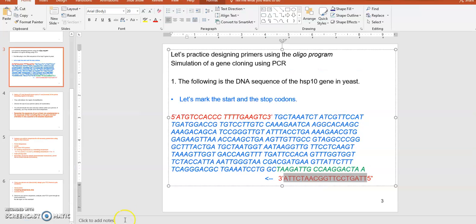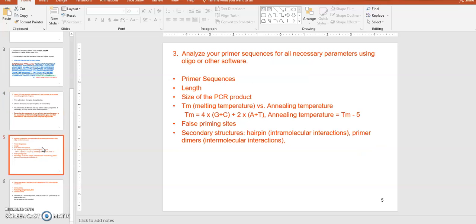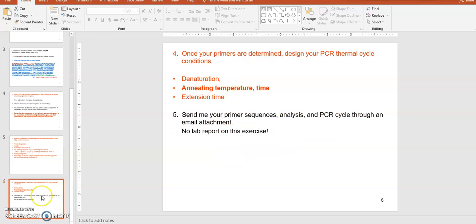Once you have done that, the answers for all of these should be included in your analysis: the primer sequence, of course, the size of your primer, the expected product size between the two primers, the melting temperature, and the annealing temperature and everything. Secondary structure, hairpin, primer dimer, and heterodimer should be included. And at the end, on top of that, you have to come up with the PCR conditions that you will use when you do your PCR using those two primers.